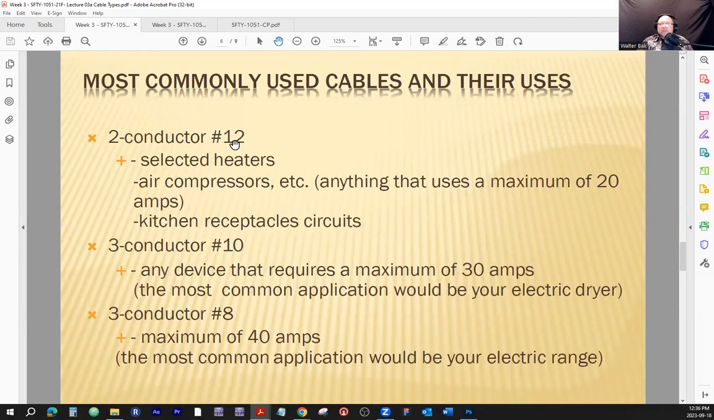Now, as opposed to 14 gauge, we've got 12 gauge, so 12-2. That means the gauge number is lower, which means the cable is thicker, which means it can carry more amps. So now we're talking about something other than just plugging in a TV or a fan. Here are selected heaters. Some heaters might require 12 gauge wire. Air compressors, anything that uses a maximum of 20 amps, as well as kitchen receptacle circuits.